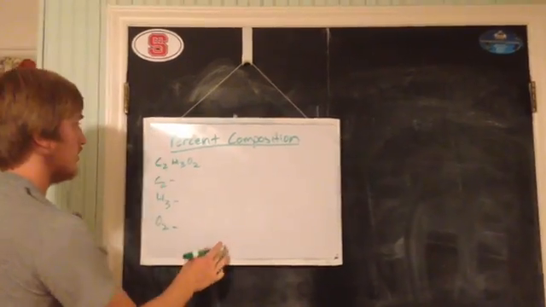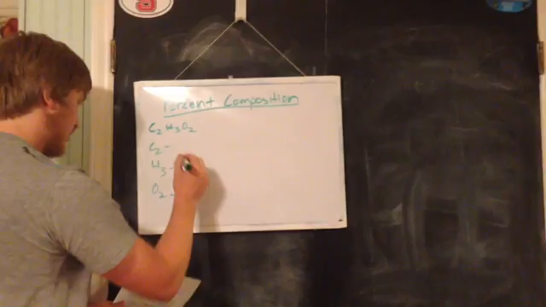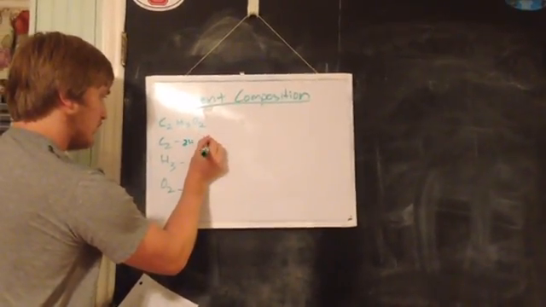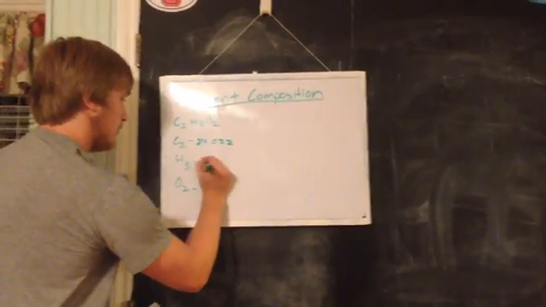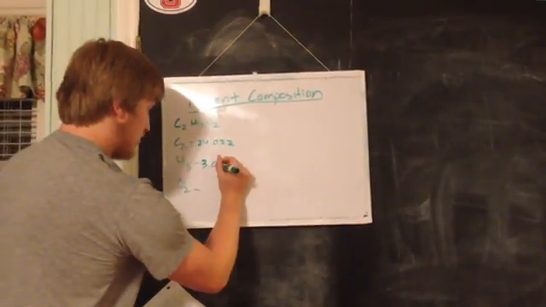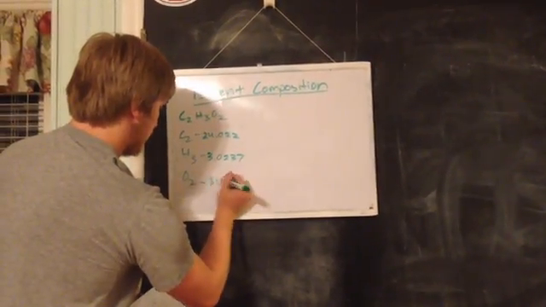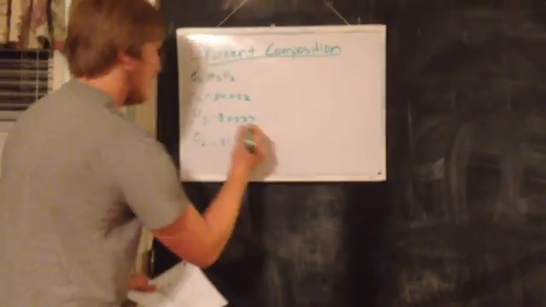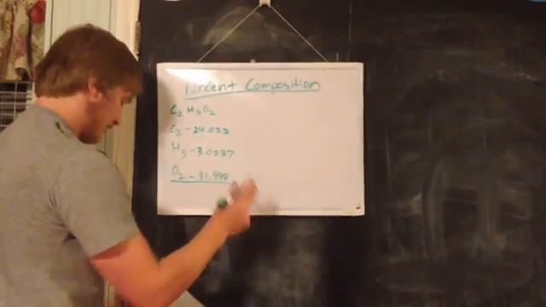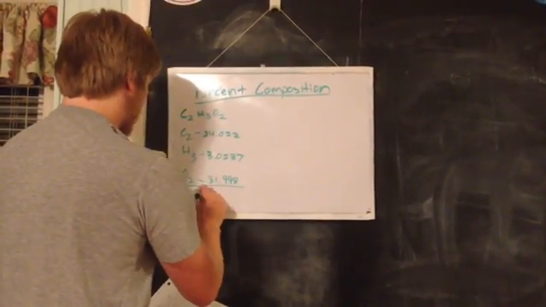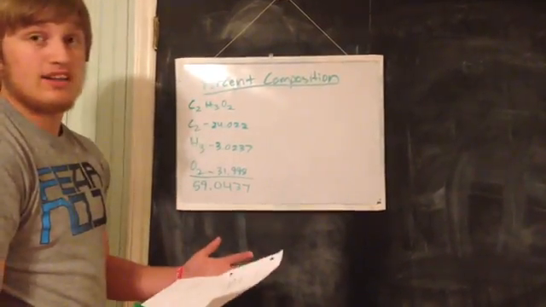Then you find each individual molar mass for each one. The one for C2 is 24.022. The one for H3 is 3.0237. And for O2 it is 31.998. To find the total molar mass, you add up all of these, and you get 59.0437. Now you have to find the percentage.